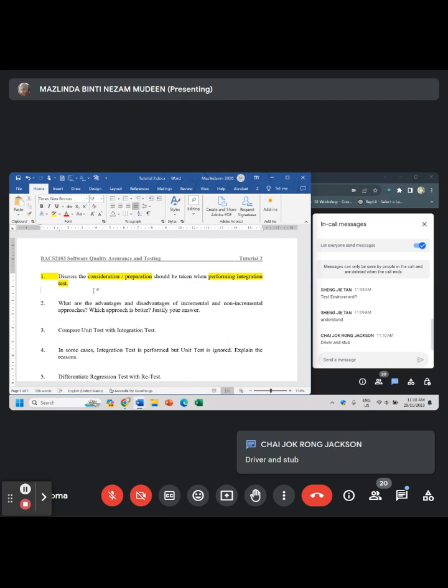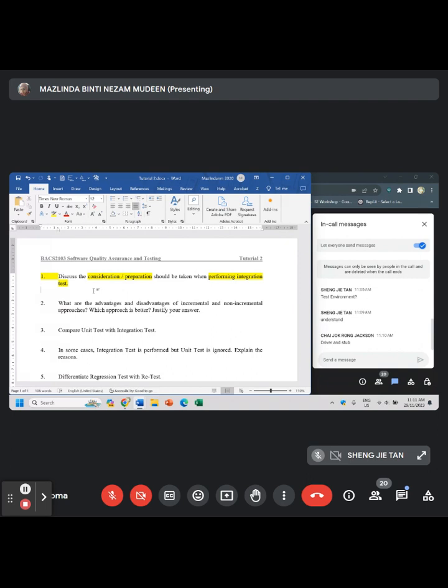So let's assume we can have two different situations here. If our development of the code is 100% completed, then we don't need to bother about the driver and stub. But if we are doing the integration as soon as possible while doing the development, with some missing parts of the program, we might need to consider the driver and stub.